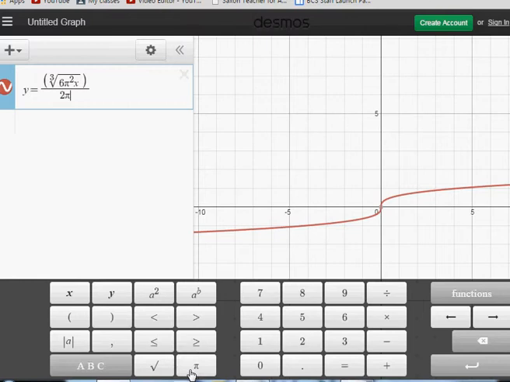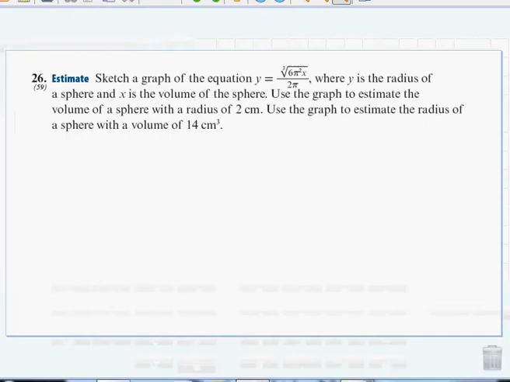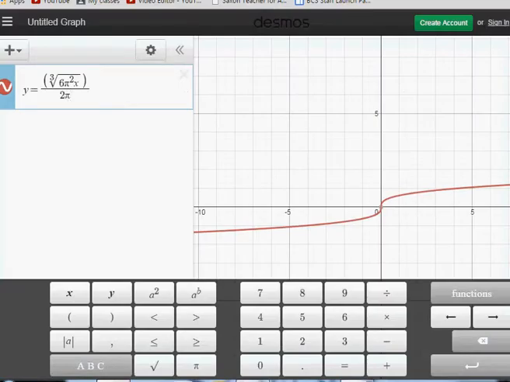Okay, so now what I want us to look at, let's go back to the question. Do you see that it says that y is the radius? Y is the radius and x is the volume. So the first thing that they're asking us for is they've given us the radius of 2. Okay, so let's go to where y equals 2. So back to Desmos. Let's see where y is equal to 2.